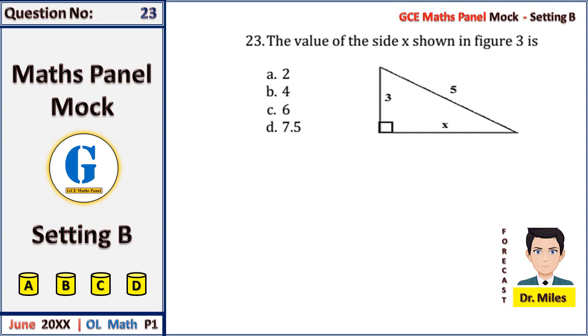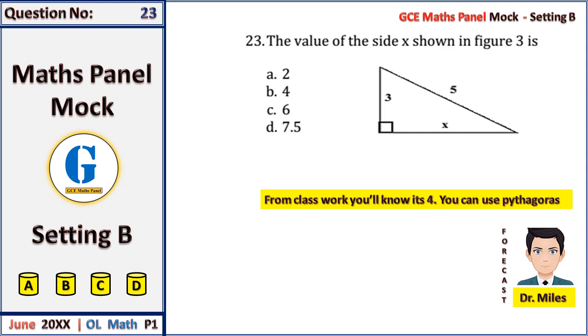23. The value of the side x shown in figure 3 is, from classwork you will know that the value here is 4 and you will not have to spend time calculating. However, you can use the Pythagoras formula to calculate. That gives us x equal to the square root of the longest side squared minus the other short side squared. So we have 5 squared minus 3 squared, the square root of all of that. That gives us 4.